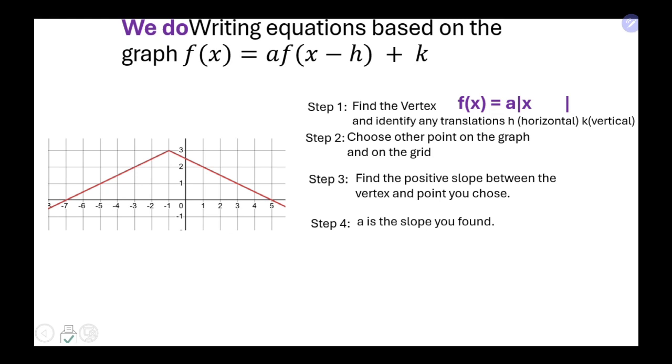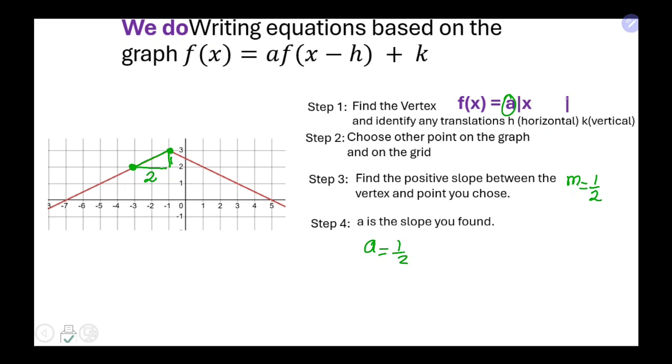Now I have an absolute value. Step 1, find the vertex. Okay, here is my vertex. And I need another point, and we are going to work with a positive slope. So I need another point on the grid, so I keep going. It's not on the grid. It's not here. I have a point that is on the grid, and also on that side of the absolute value. I do my right triangle, rise over run. So my slope is 1/2. That's the A. This is the number multiplying.